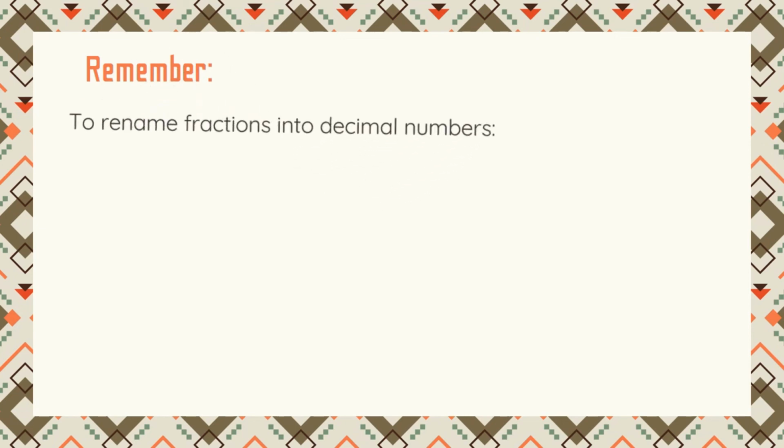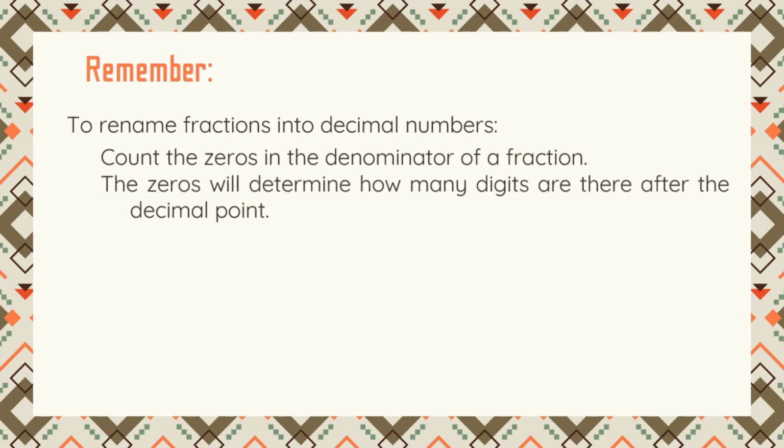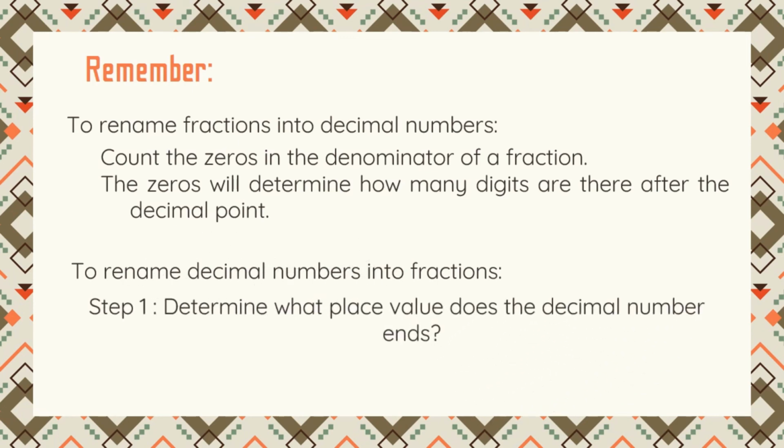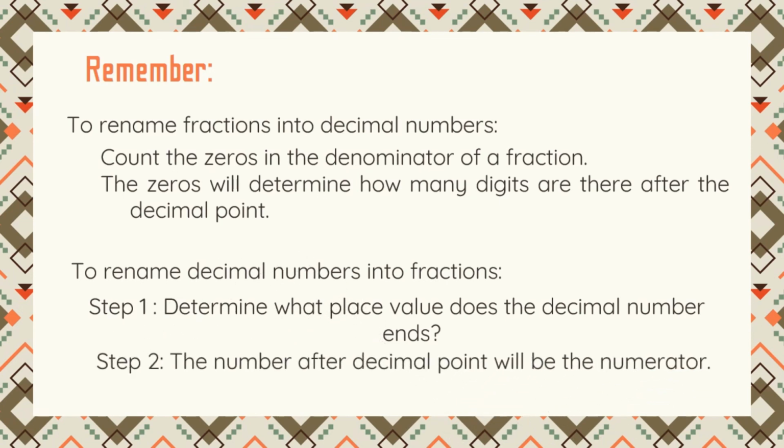Remember, to rename fractions into decimal numbers, count the zeros in the denominator of a fraction. The zeros will determine how many digits there are after the decimal point. To rename decimal numbers into fractions, determine at what place value the decimal number ends. The number after the decimal point will be the numerator.